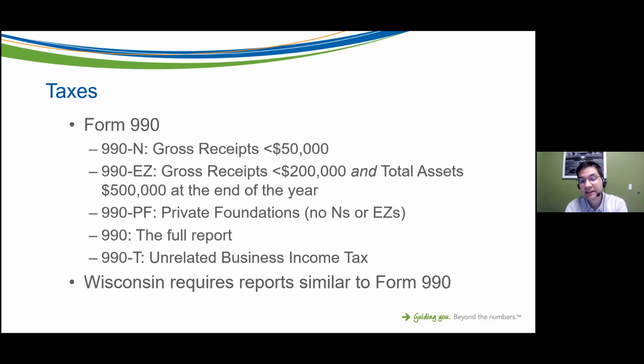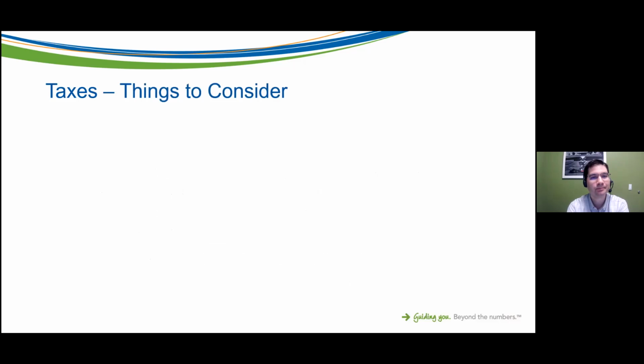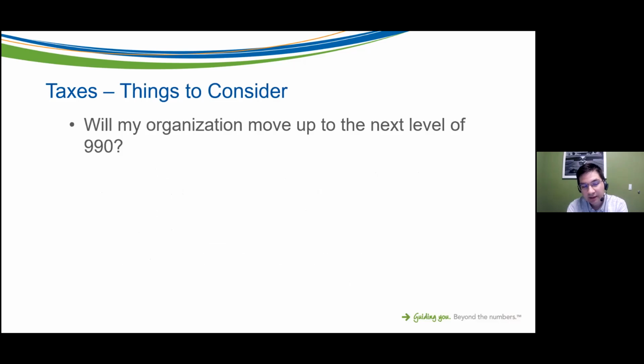For Wisconsin specifically, reports are required that are similar in form to the 990. However, they are a little bit different, and that's something to address in a different tax location. So for things to consider, as you saw the dollar thresholds, will my organization move up to the next level of 990? Each level of 990 is a little more complex. It requires a little bit more reporting. And again, with staffing needs, if you don't have the staffing, you may want to think about what that's going to look like going forward.